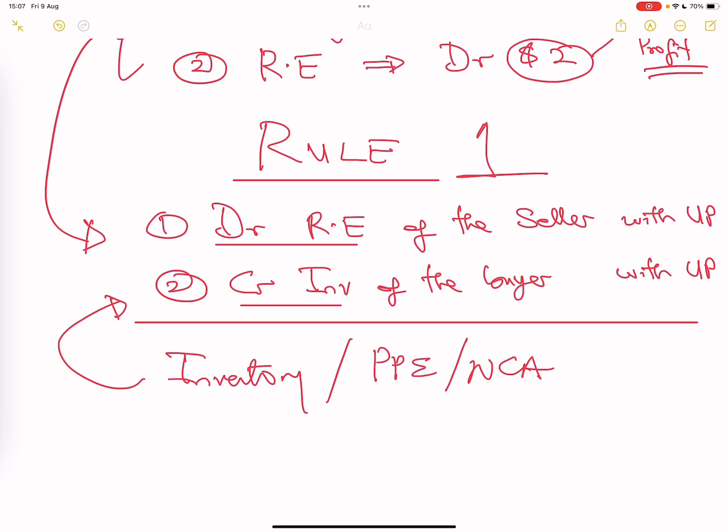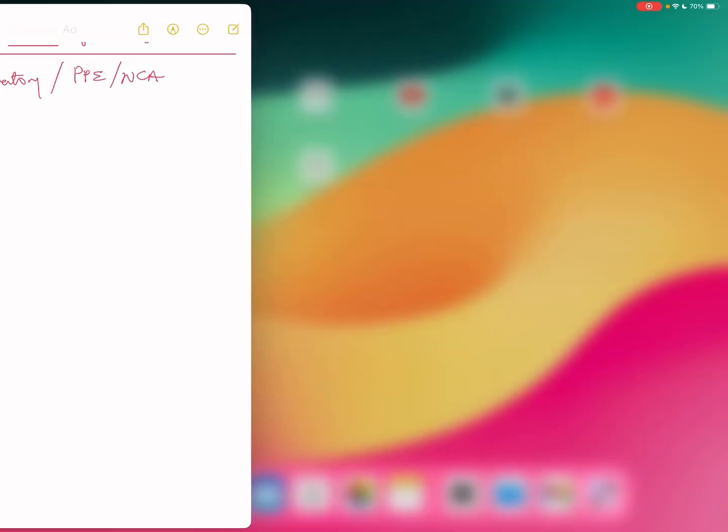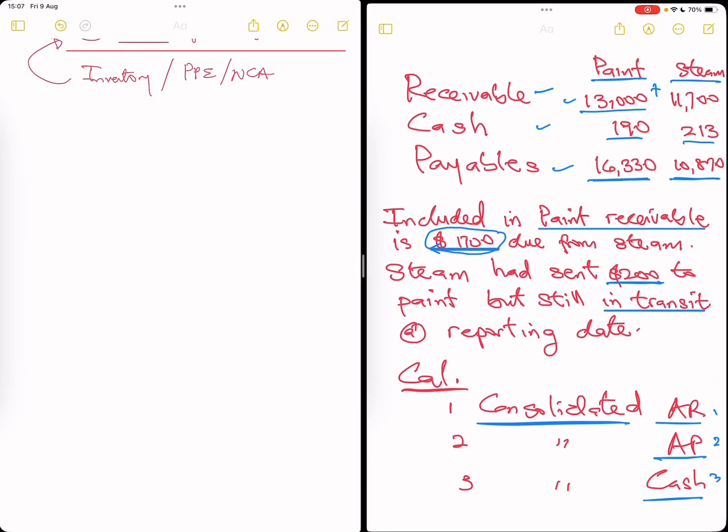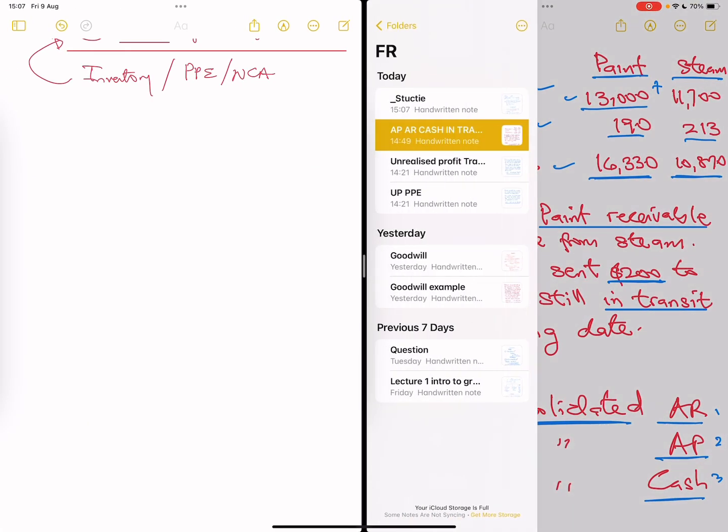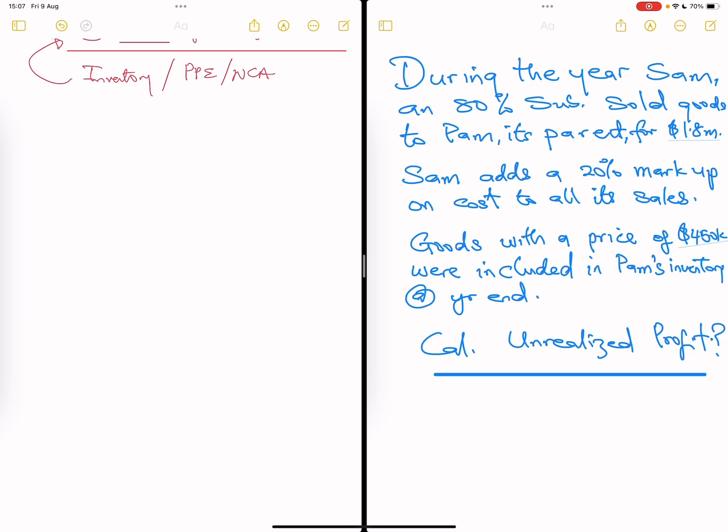But I'm not going to stop there. I'm going to just work a question on how to calculate unrealized profit. Remember, these are just build up until we'll now go into full-fledged questions. But before we do that, let's warm up again with a question on unrealized profit this time around. Yeah, let's do this one.